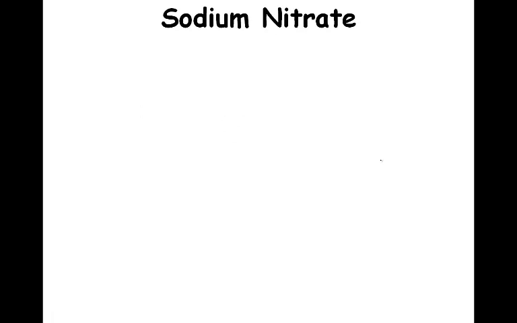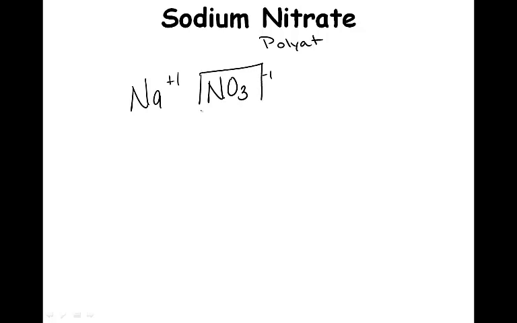We can reduce by removing the 1s, so Na, F. Sodium nitrate. Sodium is in group 1, so it forms a positive 1 ion, or we can look it up on the back of our periodic table. Nitrate is a polyatomic ion. So we look on the back of our periodic table, and we see that nitrate is NO3 with a negative 1.